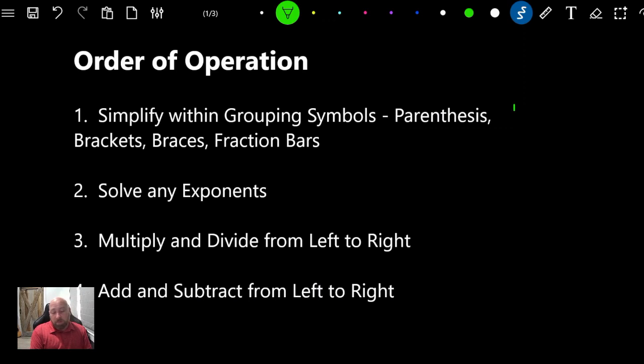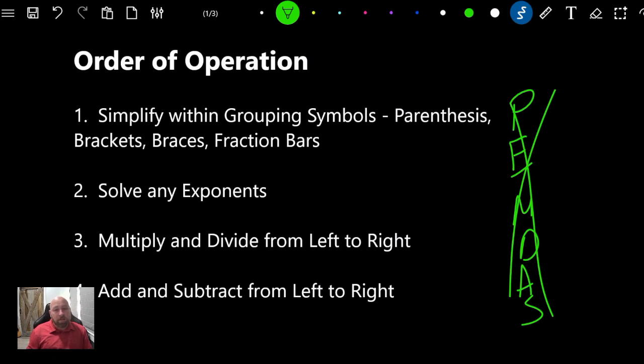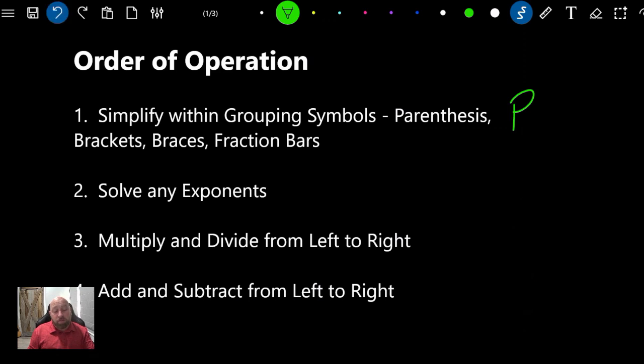Sometimes people use PEMDAS, and I'll tell you, I don't like PEMDAS, so I don't use it. And the reason why is because I feel like PEMDAS confuses you more than it helps you. So I think that just memorizing these four simple steps will help you to solve these better than PEMDAS will. Okay, so let's jump into it. Let's talk about the order of operation.